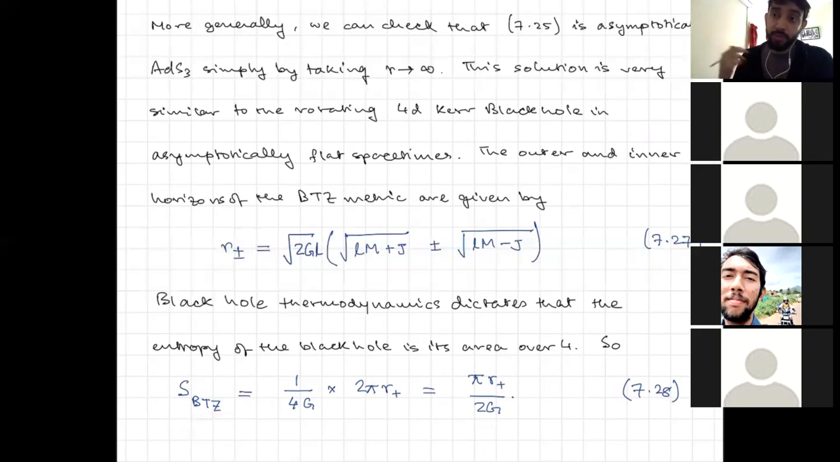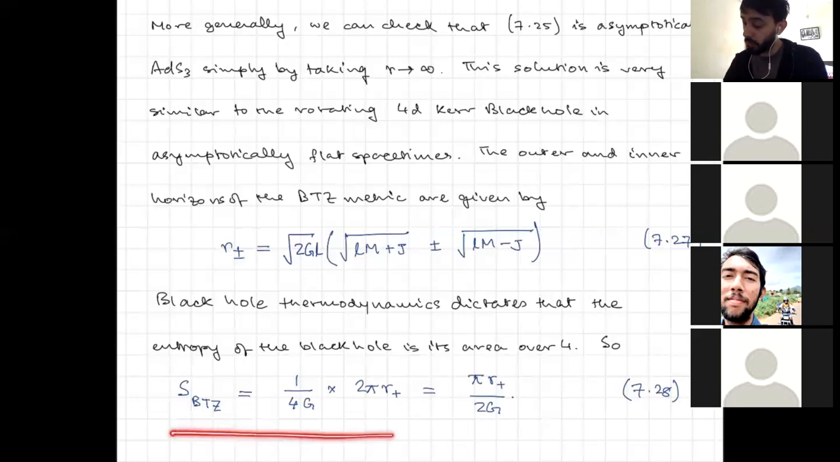And remember that we are in 3 dimensions, 2 plus 1 dimension. So r equal to r plus is actually a circle. That essentially means that you're going to have the area of the circle, if you wish. So it's just 2 pi r plus, the perimeter of the circle, if you wish. So that's what it is. So the entropy of the BTZ black hole is 2 pi r plus over 4G. Okay, that's what this is.